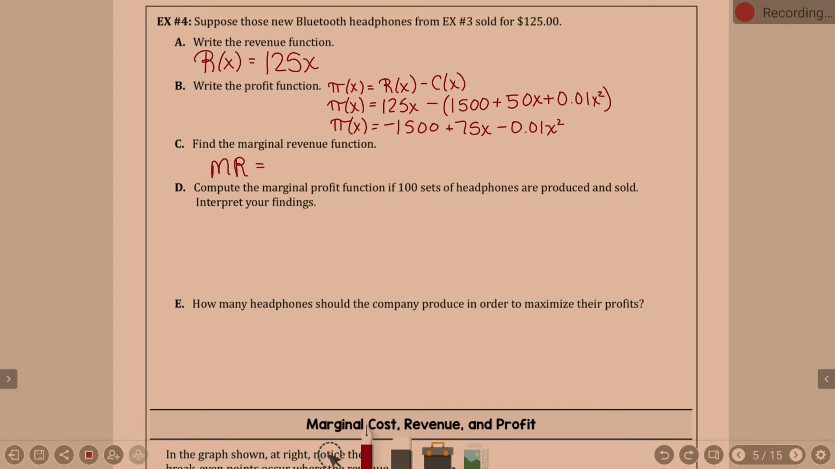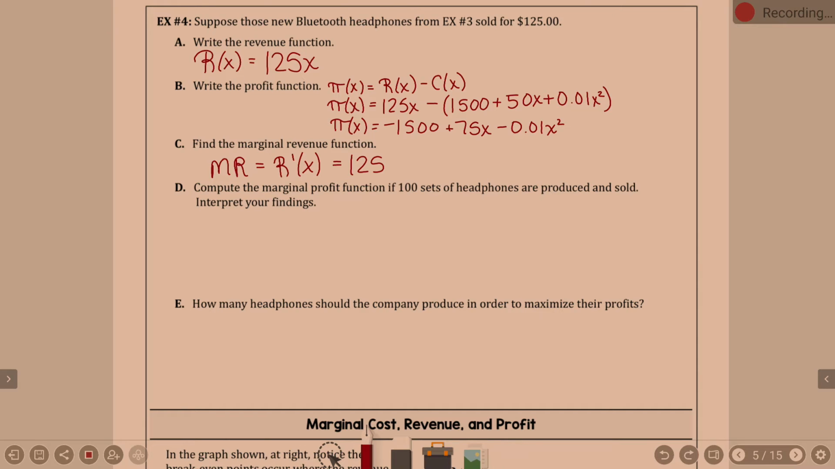Marginal revenue function is going to be the derivative of revenue, so R prime of X. R prime of X is 125. Man, tough derivative there. Did we all get that? If only all of our tests were a derivative test, and that was the derivative, right?